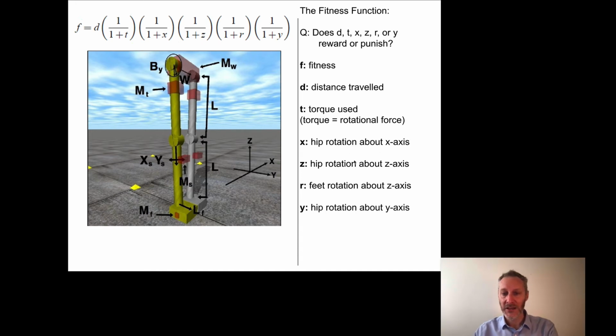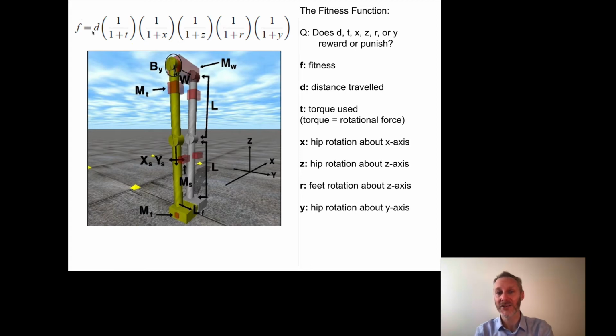Okay, let's see. So we also have hip rotation about the z-axis. So this would be a biped that walks down the declined plane by twisting its body greatly about its long axis as it walks. Hip rotation about the y-axis. Y is pointing forward or down the declined plane. So high values of y would be a robot that walks down the declined plane by twisting to the left and right as it does so. So that is also minimized.